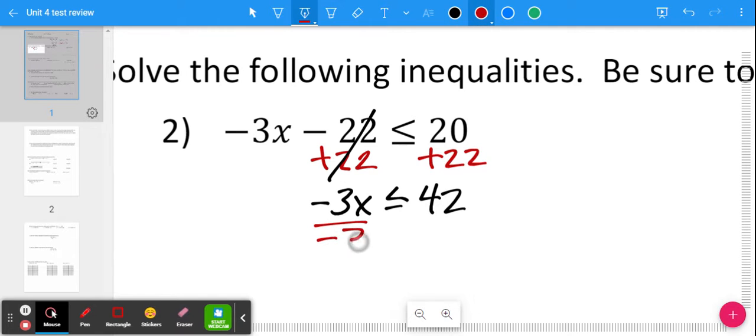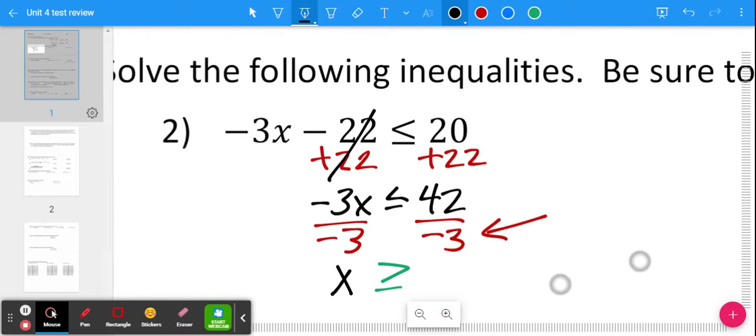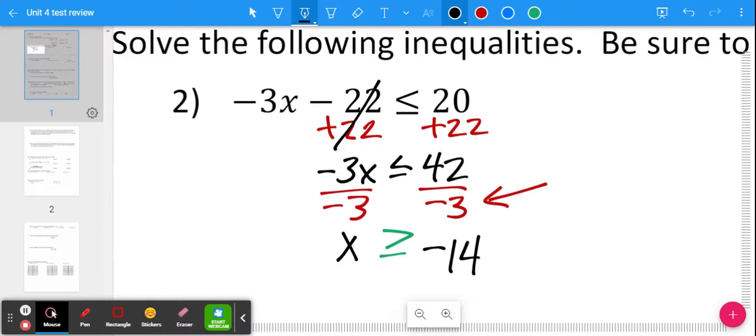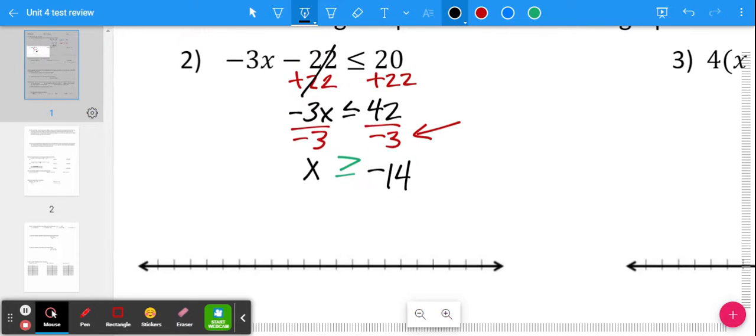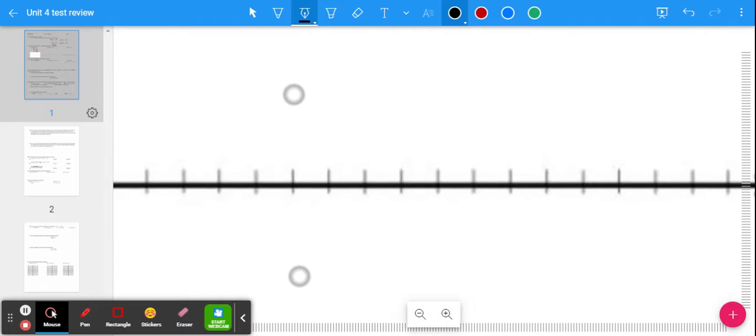So from there, we divide by -3. And because we're dividing by a negative, we must flip the inequality sign. So it once was less than or equal to, now it's greater than or equal to. So we're left with just an x on the left side, and 42 divided by -3 is -14. So on your number line, what we know about this is that it should have a closed dot because of the or equal to, and its x is greater than or equal to, so we're going to shade or draw an arrow to the side of the number line that has the numbers greater than -14, which is the right.